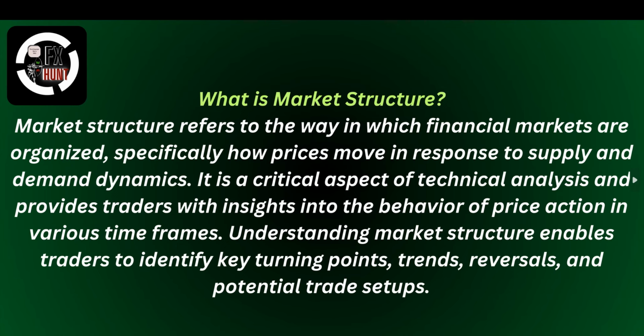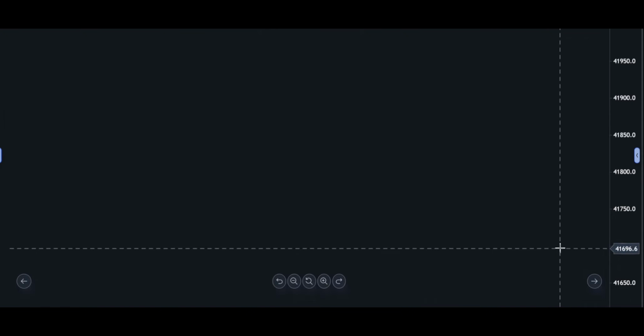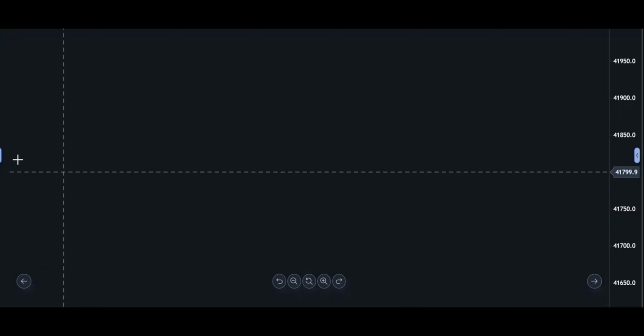Right, so I'm going to hop right into the drawing board and give you a proper description of what market structure looks like. Demand and supply movement, demand and supply response. So now let's hop right into the drawing board. Right here at the drawing board, I'm going to be giving you a proper illustration of what supply and demand is all about, and how supply and demand lead to the formation of market structure.